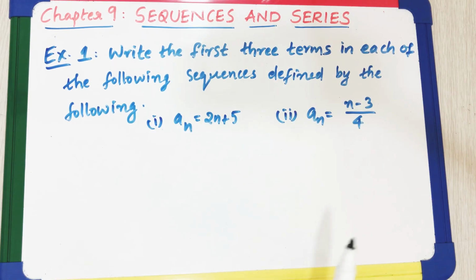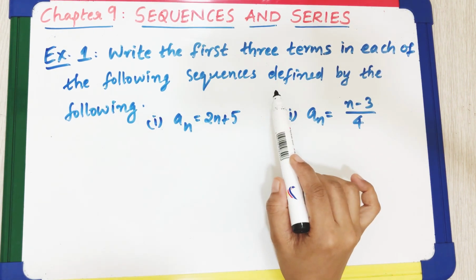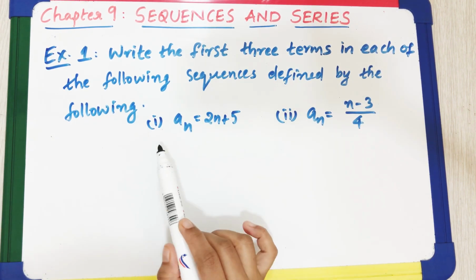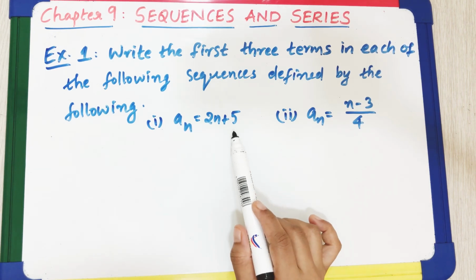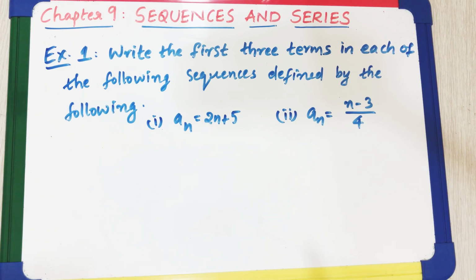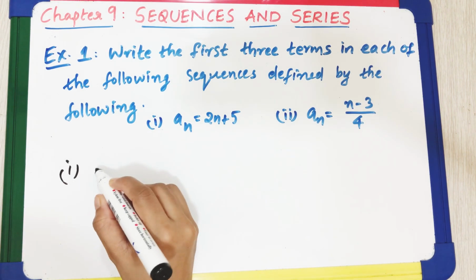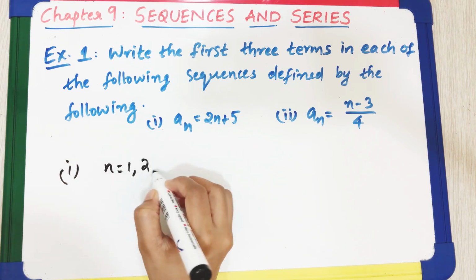See the example. First one: write the first three terms in each of the following sequences defined by the following. First one, an is equal to 2n plus 5. Second one, an is equal to (n minus 3) by 4. Here we have to find the first three terms. Substitute n is equal to 1, 2, 3.